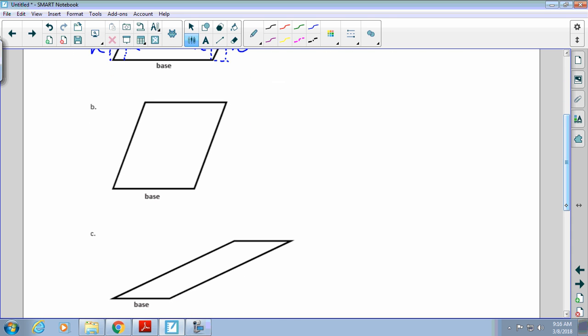Let's go ahead and try B. All right, again, start at a corner and go all the way up or down. Do your best. I mean, there's only so much we can do here. Now, we can do it on the outside as well.